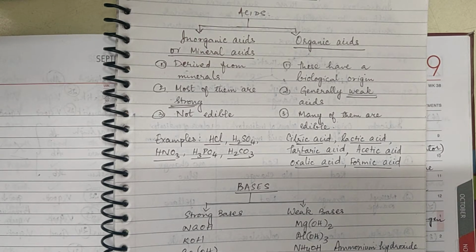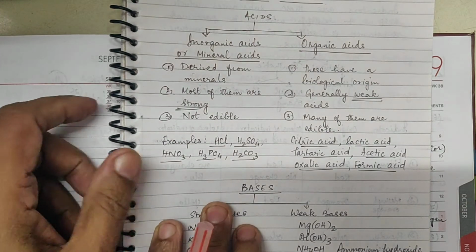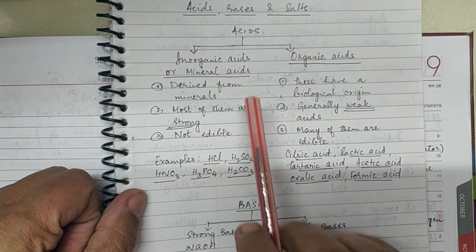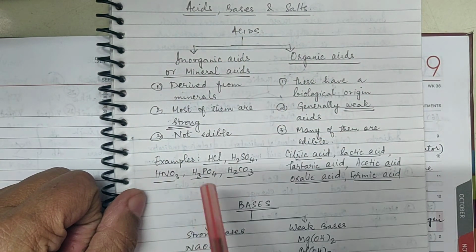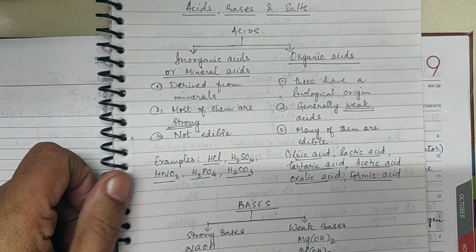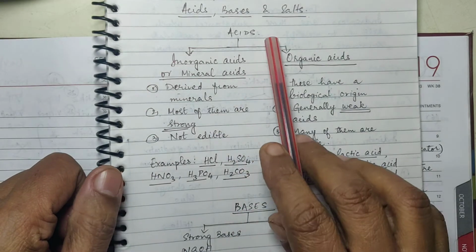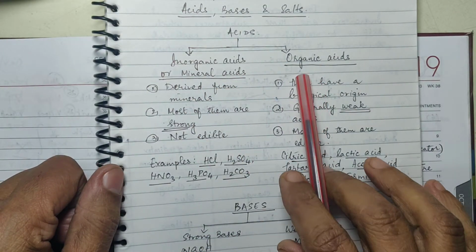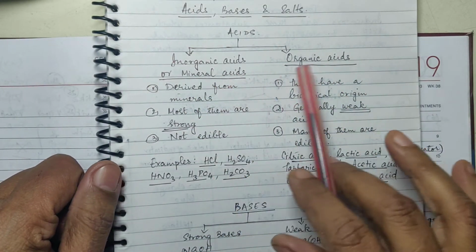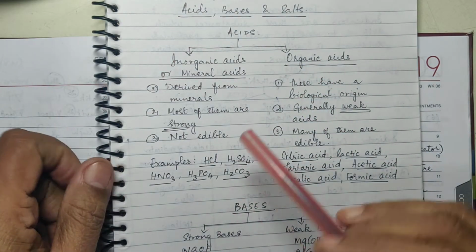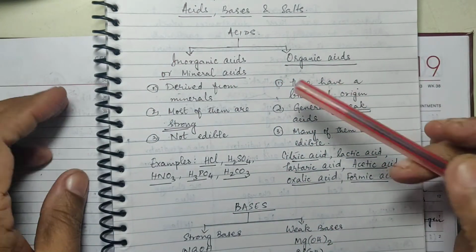Yes, good morning, children. Let us revise the second chapter, acids, bases, and salts. Now, what are acids and how are they classified? We are going to see one by one, right? Acids are of two types: inorganic acids or mineral acids, and organic acids. What is the basic difference between the two?